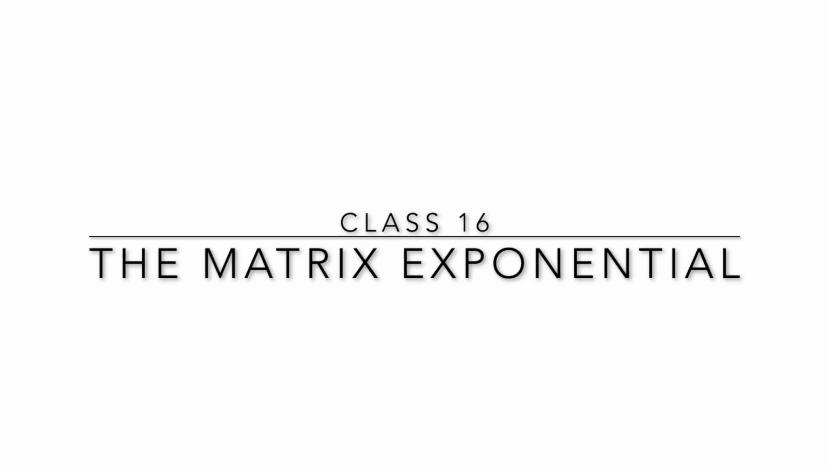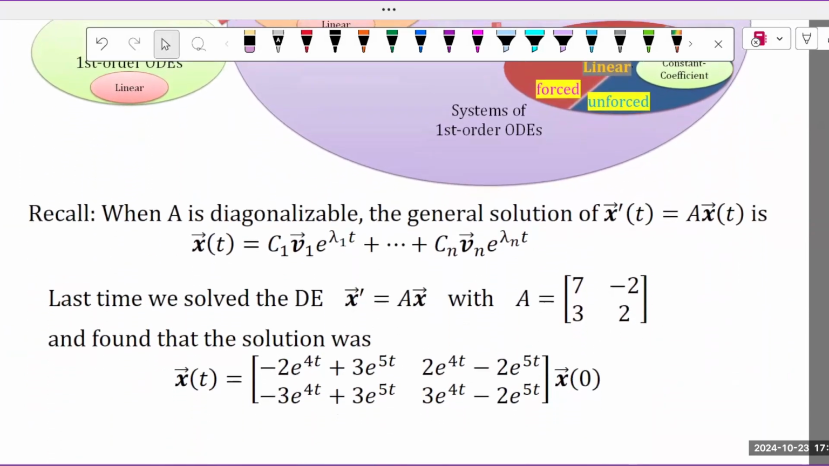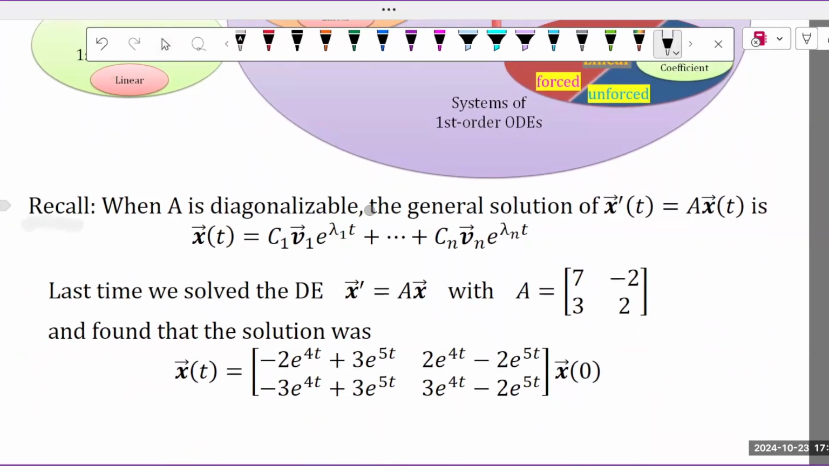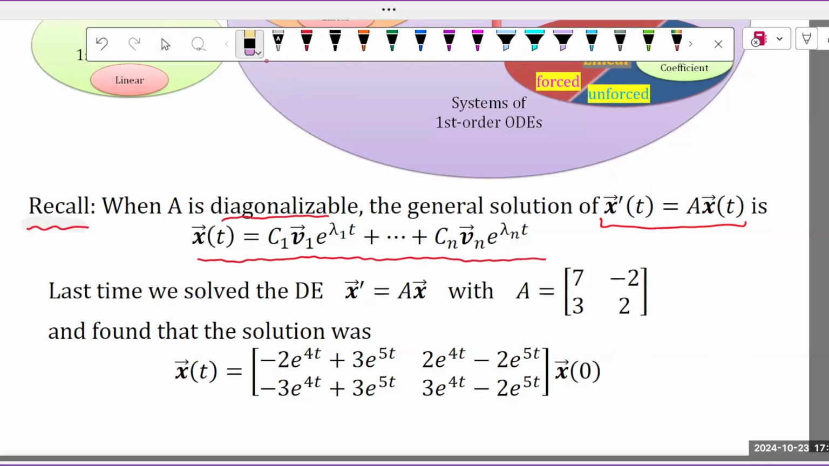Welcome to pre-lecture 16. We're going to be talking about the matrix exponential today. So remember when we talked in class last time, we talked about the fact that if a matrix A is diagonalizable, then the general solution of this ODE system, linear of course, and homogeneous, will be written as a linear combination of the eigenvectors of the matrix A times e to the eigenvalues of the matrix A, where of course the eigenpair is the eigenvalue lambda sub i with associated eigenvector v sub i.